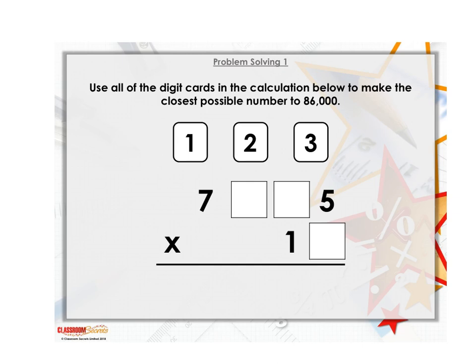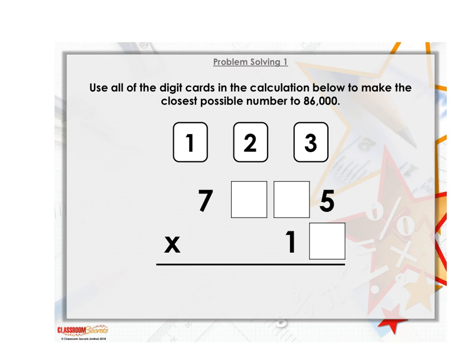Again, when you come onto a question like this, using all the digit cards in the calculation below to make the closest possible number to 86,500. So where would you put these digit cards? Would you put a 1 there, a 2 there, and a 3 there? You could try that and have a go. Does that get close to 86,000?